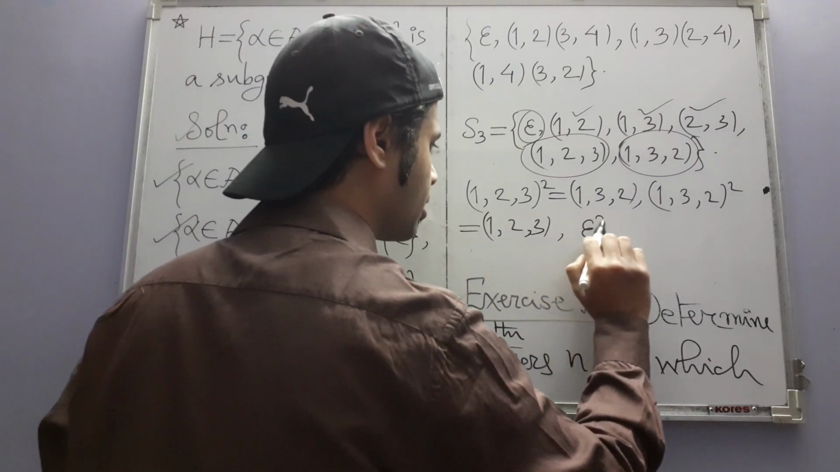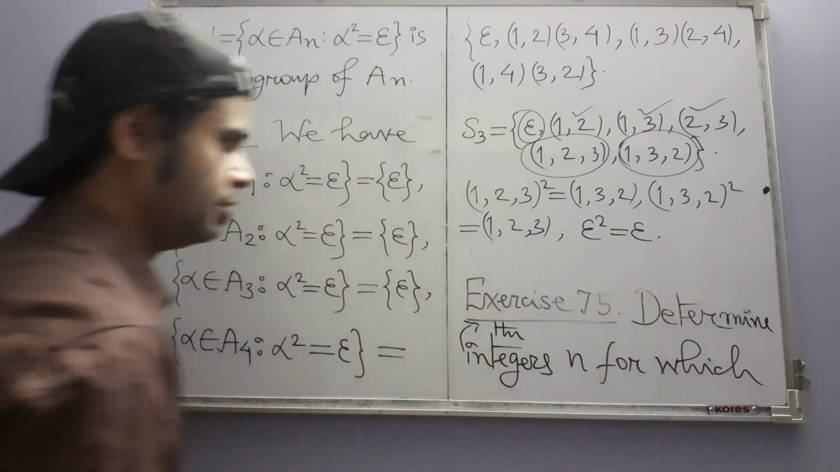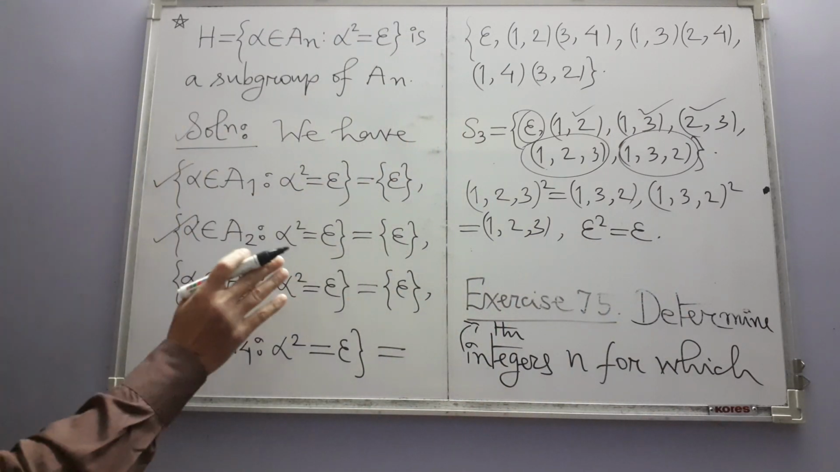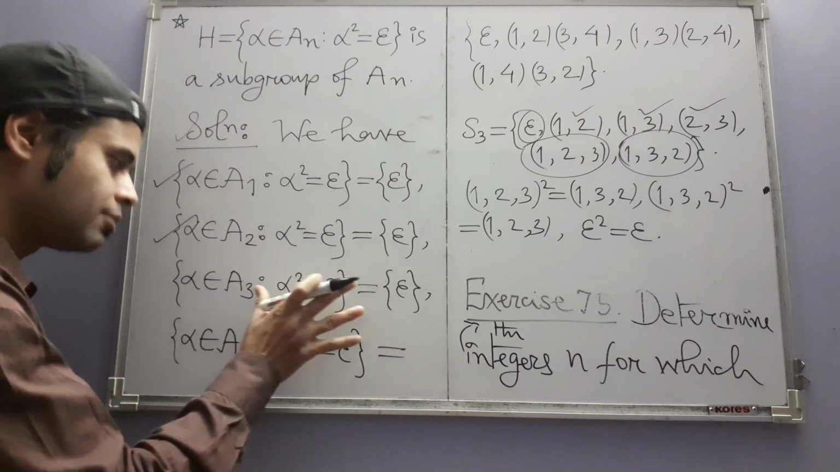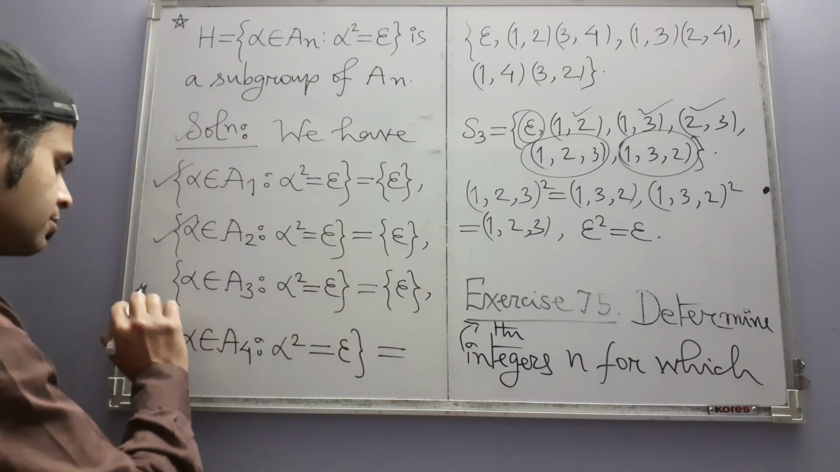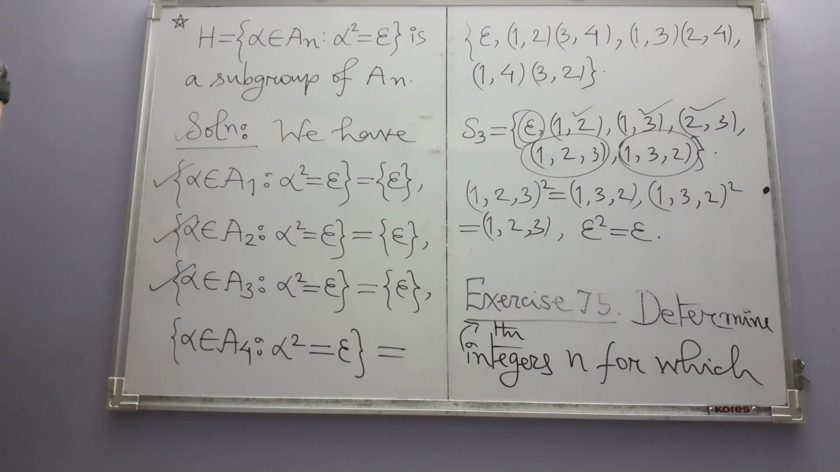Only the square of the identity is the identity. So A3 is also just this, and so this subset of A3 is also just this. So this is justified. But what about this one?